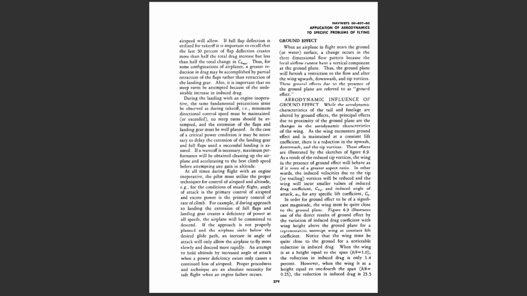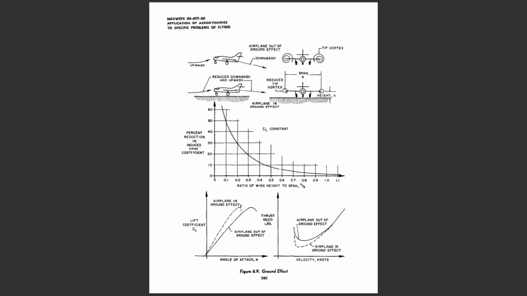Aerodynamic influence of ground effect. While the aerodynamic characteristics of the tail and fuselage are altered by ground effects, the principal effects due to proximity of the ground plane are the changes in the aerodynamic characteristics of the wing. As the wing encounters ground effect and is maintained at a constant lift coefficient, there is a reduction in the upwash, downwash, and the tip vortices. These effects are illustrated by the sketches of Figure 6.9.